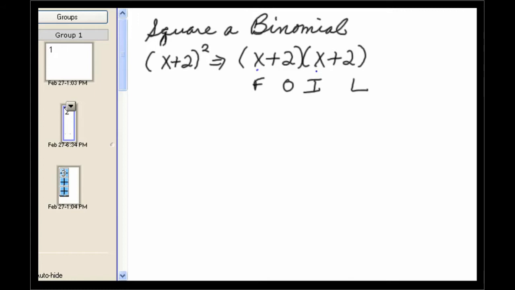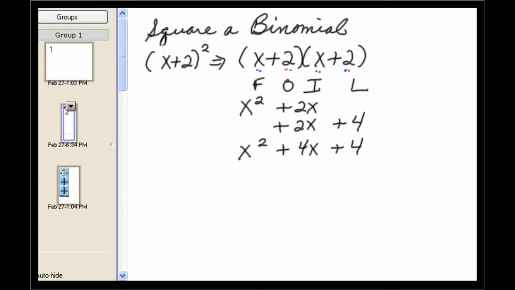X times x is x squared. X times 2 is plus 2x. 2 times x is another 2x. And finally, 2 times 2 is 4. Combining like terms, you'll have x squared plus 4x plus 4.